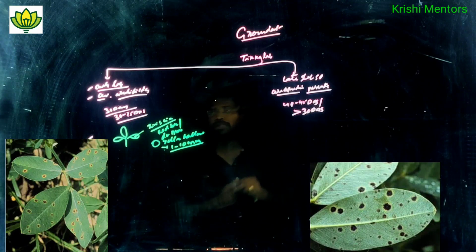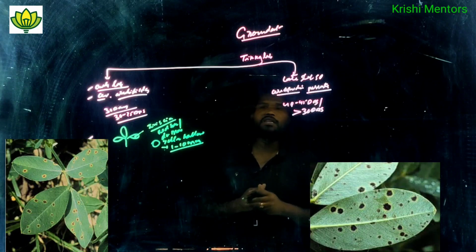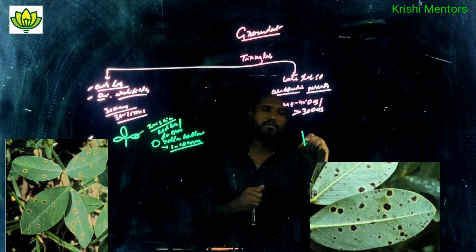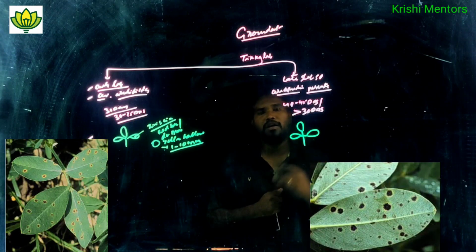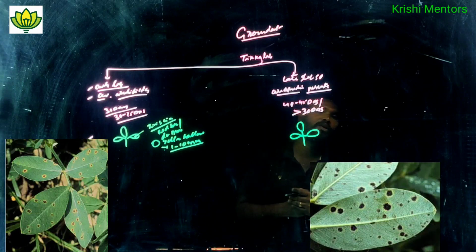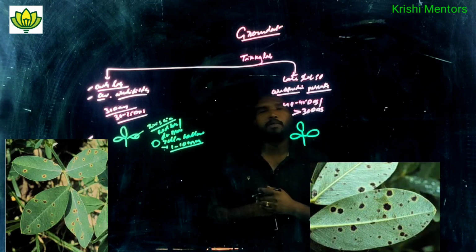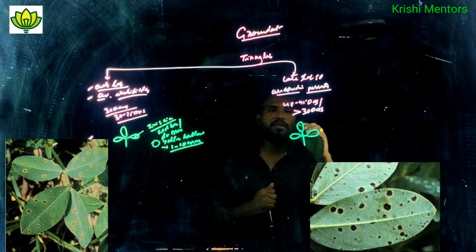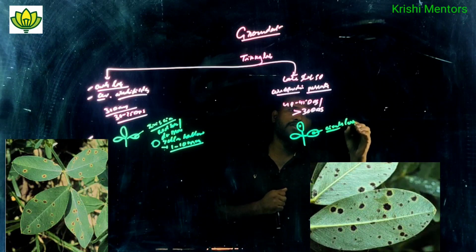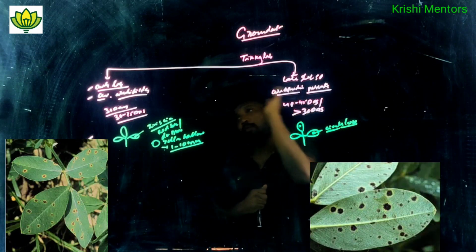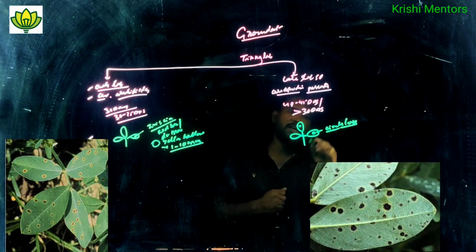Then coming to late leaf spot. The symptoms here also appear on the older leaves. Small yellow chlorotic spots appear on the upper surface of the older leaves. These spots enlarge, are circular, and are larger compared to the early leaf spots. These spots are very dark in color.